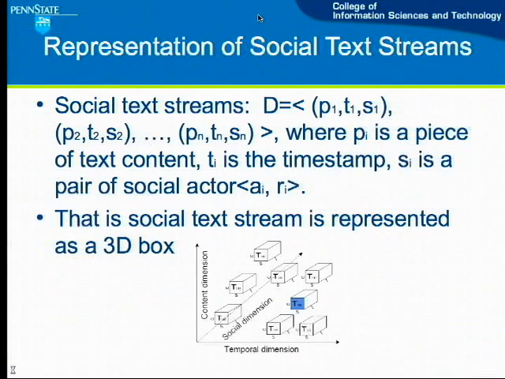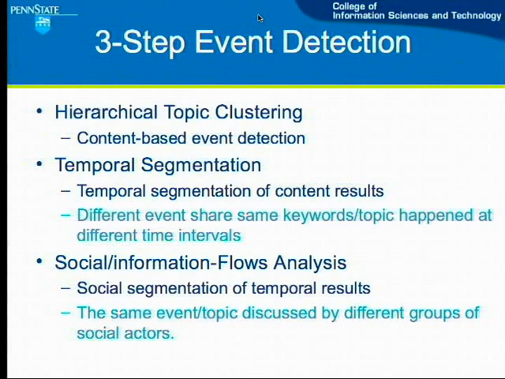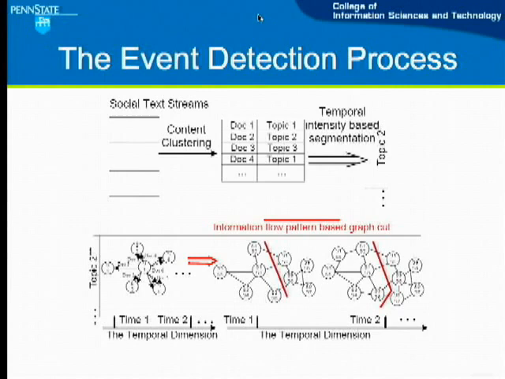And his research involves three aspects: hierarchical topic clustering, and then temporal segmentation based on that clustering result. And the third is to use social and information flow analysis to help identify relevant events and topics. And this is a graphical representation of the three steps I talked about. Clustering is the first step, then temporal segmentation is the second, and the third step is information flow pattern-based graph analysis for event detection.